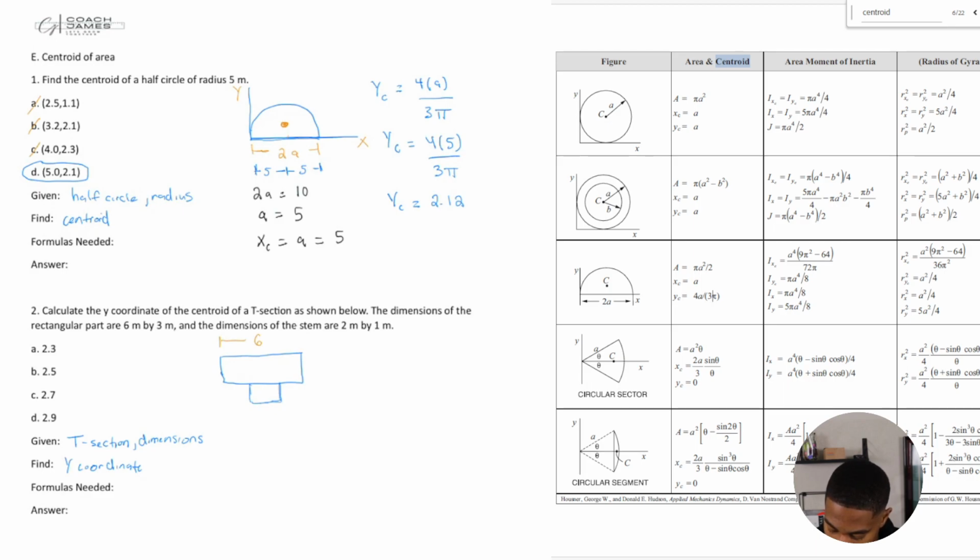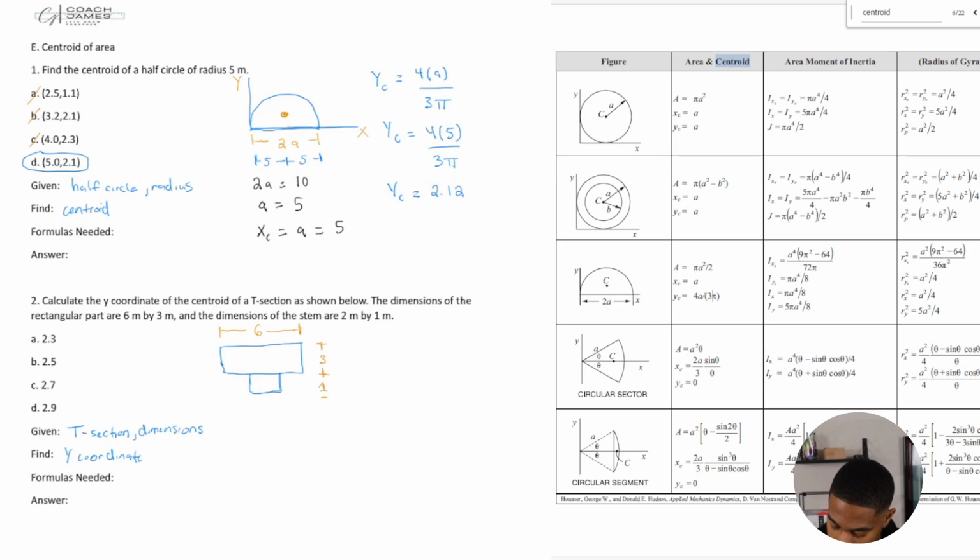So this is 6 meters, right? We're in meters. And this is here to here. It's 3. Okay. And then from here to the bottom of this is 1 meter. Okay. And what's the width, right, of this little small piece? Well, from here to here is 2. Okay.